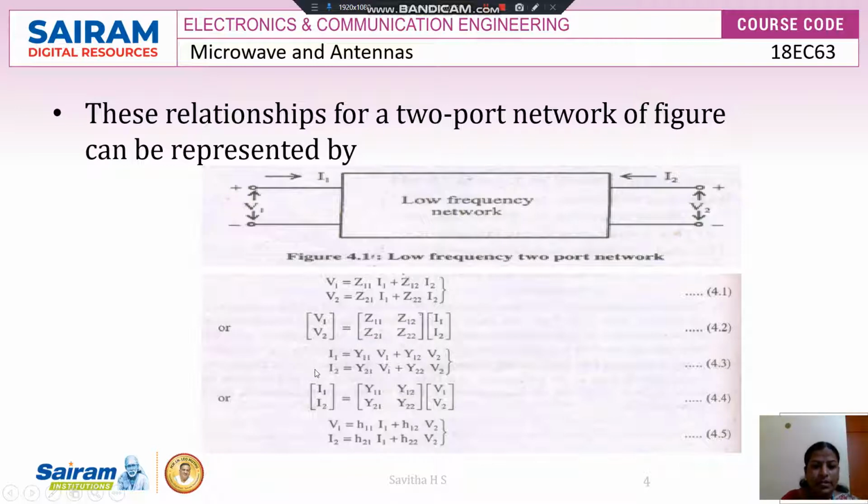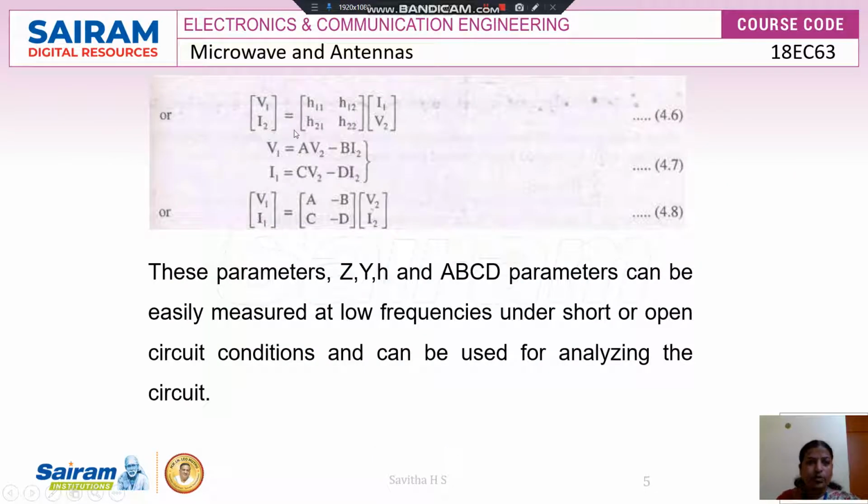For the admittance, I1 = Y11 V1 + Y12 V2 and I2 = Y21 V1 + Y22 V2. Therefore in matrix form, [I1 I2] = [Y11 Y12; Y21 Y22] [V1 V2]. For hybrid parameters, V1 = H11 I1 + H12 V2 and I2 = H21 I1 + H22 V2. In matrix form, [V1 I2] = [H11 H12; H21 H22] [I1 V2]. Next, for ABCD parameters, V1 = A V2 - B I2 and I1 = C V2 - D I2. So [V1 I1] = [A B; C D] [V2 -I2].